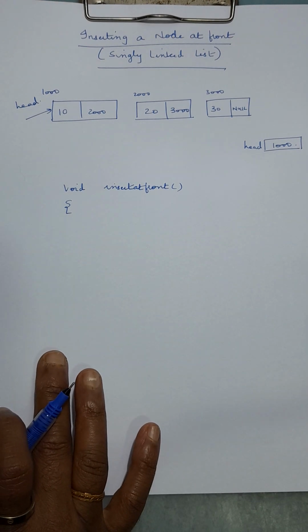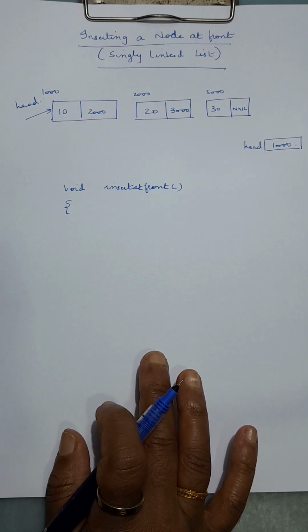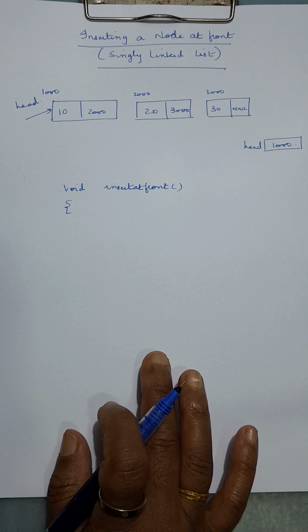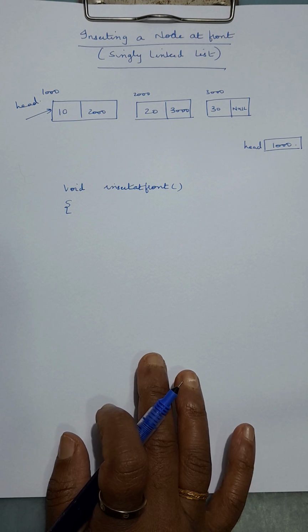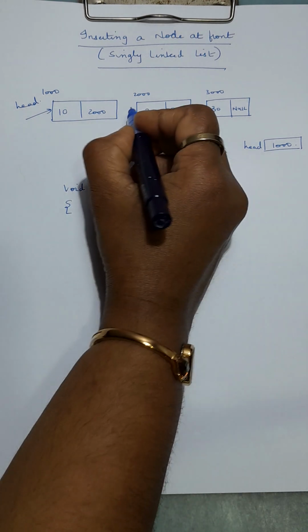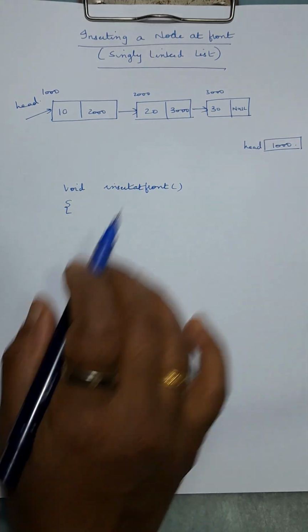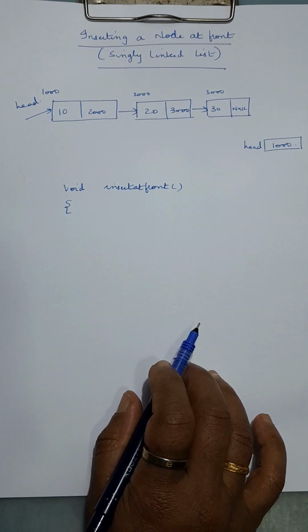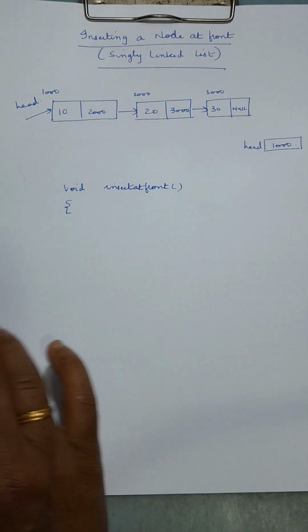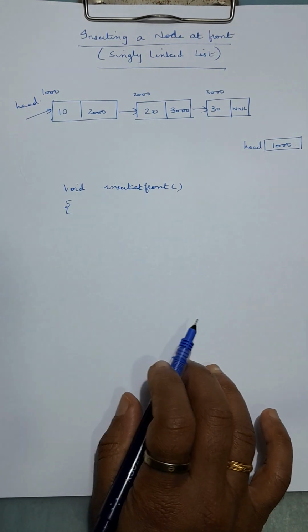Hi everyone, welcome back. Today's concept is inserting a node at the front in a singly linked list. How do we insert a node in a singly linked list, which means inserting a node at the beginning of all the nodes? Assuming that we already know how to create a singly linked list, if you see the previous video of mine, you will understand how to create a singly linked list.